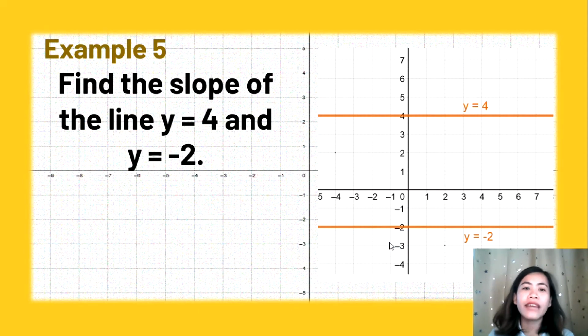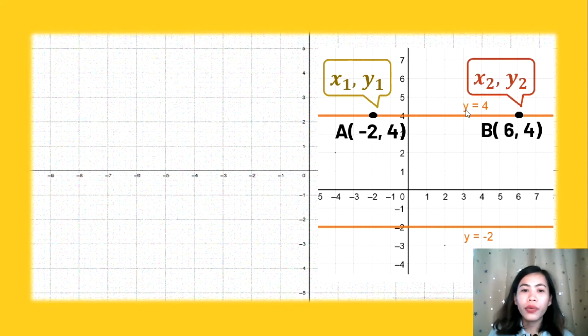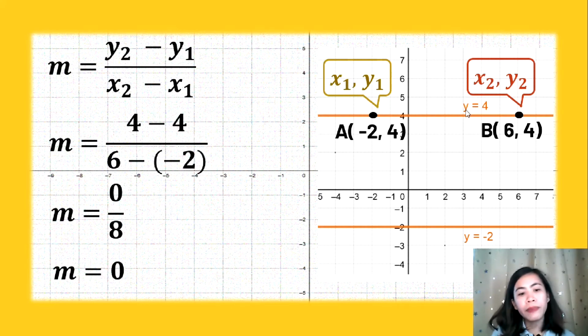Next, example 5. Find the slope of the line y equals 4 and y equals negative 2. So ito ang ating y equals 4. For us to find the slope, pili tayo ng kahit anong 2 points on the line. So let's say we have this point and this point. Then again, applying the formula, we have this. So we have 4 minus 4 over 6 minus negative 2. We have 0 over 8. So simply, our slope is 0.